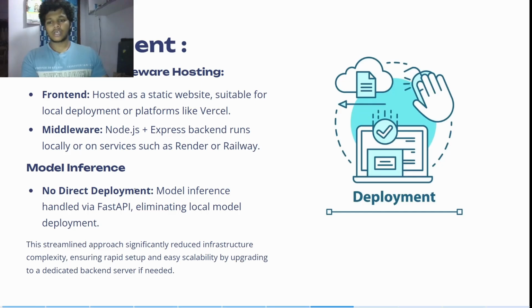Model inference, no direct deployment. Model inference is handled via FastAPI, eliminating the local model. So yeah, we just send the image through FastAPI and get the result back. There's no need to deploy the model. The streamlined approach significantly reduced infrastructure complexity, ensuring rapid setup and easy scalability by upgrading to a dedicated backend server if needed.